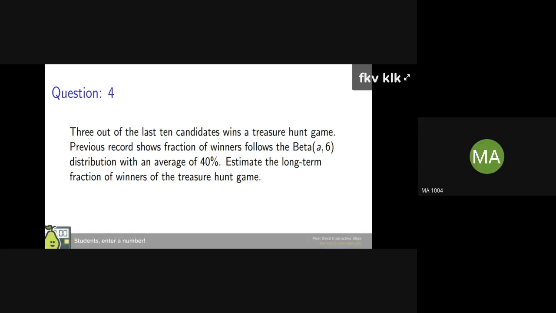So this is kind of a Bernoulli case, Bernoulli distribution.